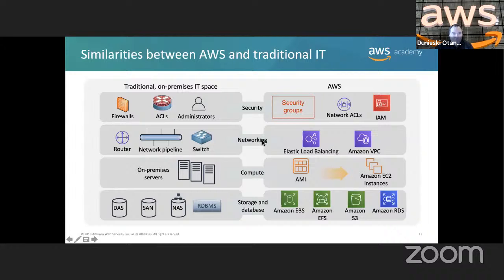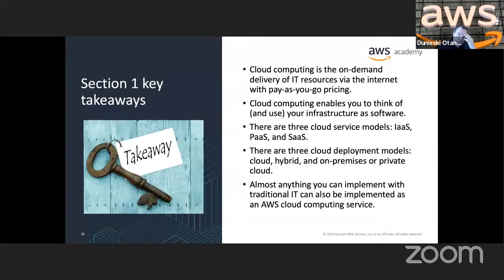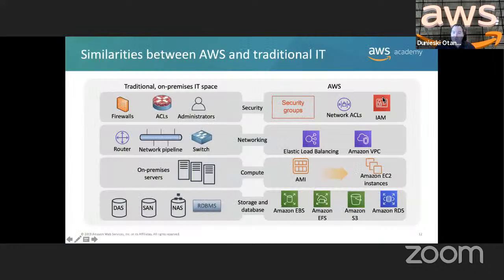Now, there's some similarities between AWS and traditional IT, right? And I can tell you guys, AWS possesses everything that we have in a traditional deployment model. Okay, and we're gonna get there. Maybe it may look a little new for you now, but we're gonna get there. Okay, so here we saw this morning IAM, right? IAM is equivalent to administrators in an on-premise, traditional IT space.